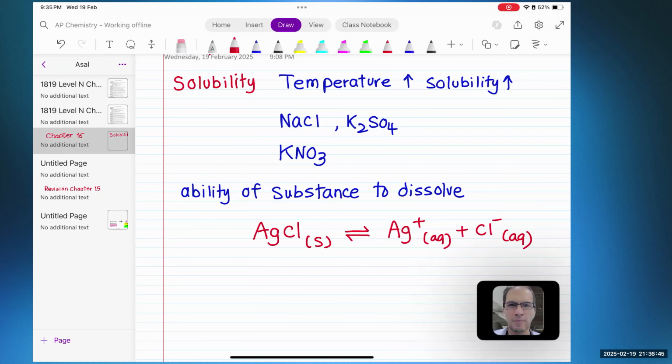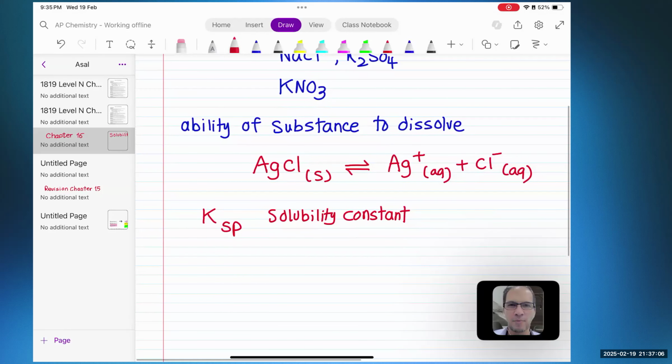Even if it is a very small amount, we are going to need it. So I'm going to call the equilibrium constant, which I used to call Kc or Kp, or Ka for acids, Kb for bases, or Kw for water, here the Ksp. So this is the solubility constant, or the equilibrium constant for the substance dissolving. And I'm going to find it the same way that I used to find the other ones.